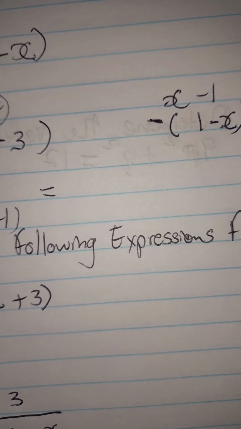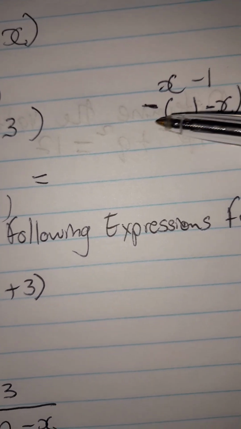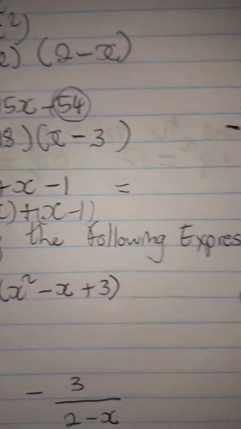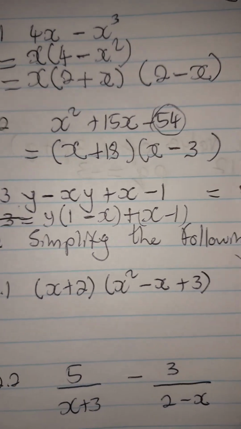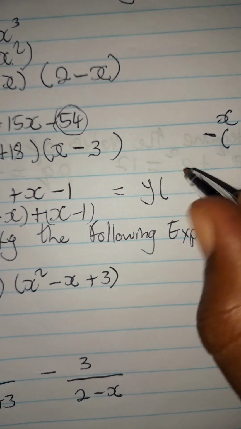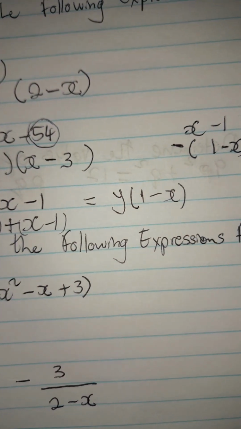Let's see that this is true. Negative multiplied by 1 will be negative 1. Negative multiplied by x will be positive x, right? So we can see that this is the common factor. What will happen to the expression? Remember that we said y will be 1 minus x in this case.